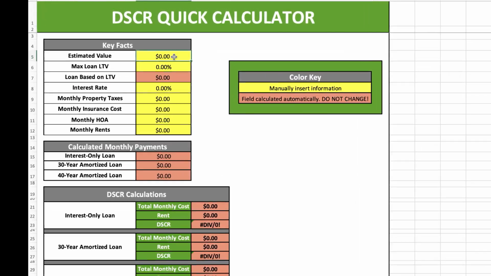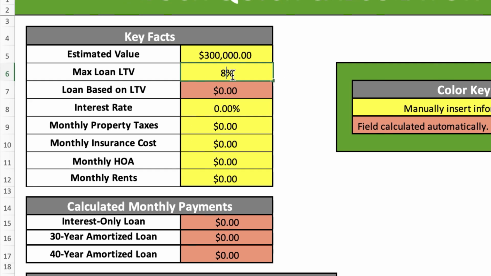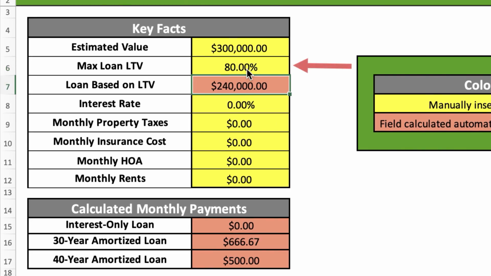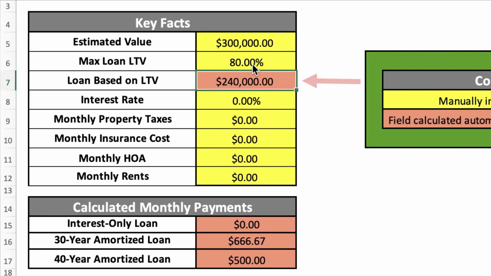We're going to take a loan. Let's just say the value currently is $300,000. And this works for refinancing or if you're purchasing, to find out what the maximum amount you could get out of a property. And let's just say for this example, someone's looking for 80% loan to value. That's going to calculate the loan amount of $240,000.